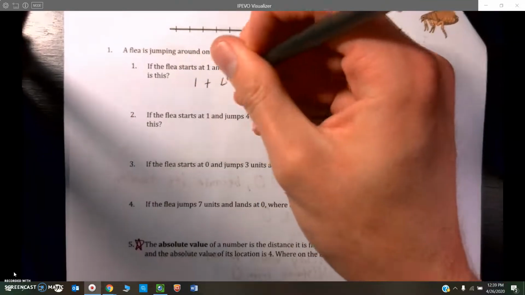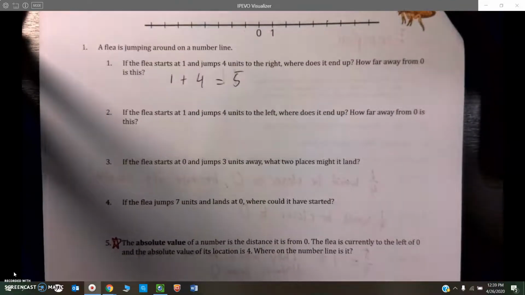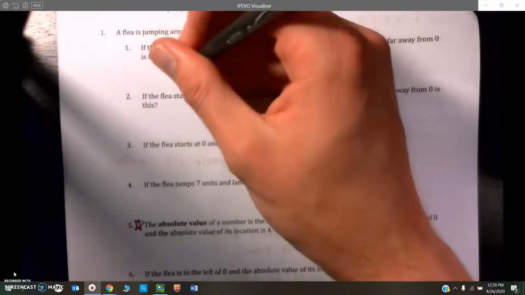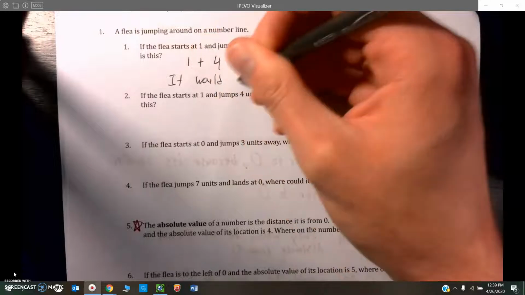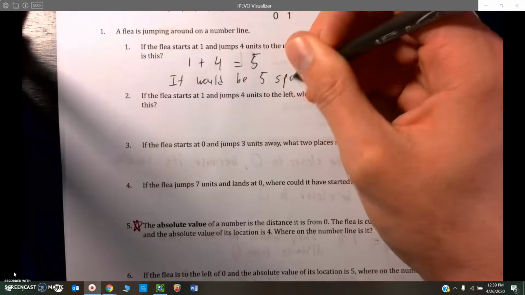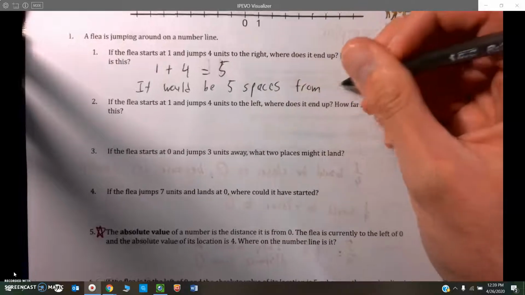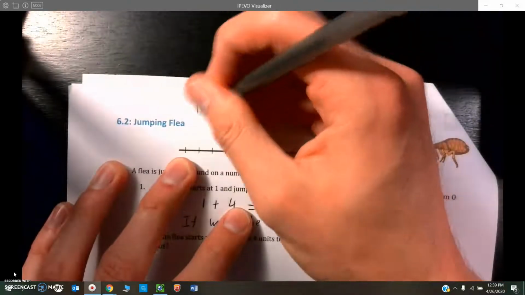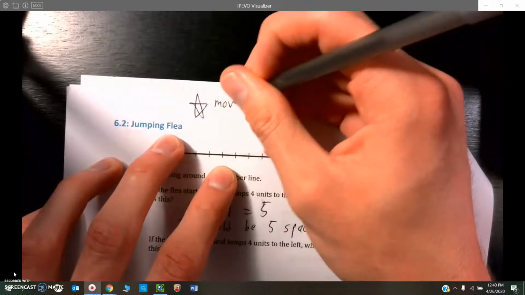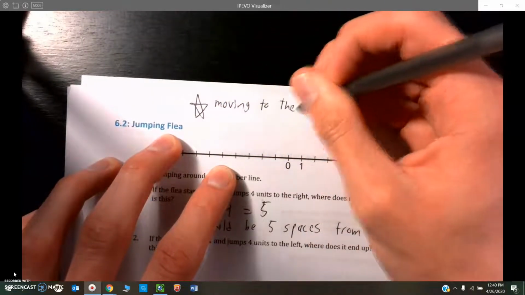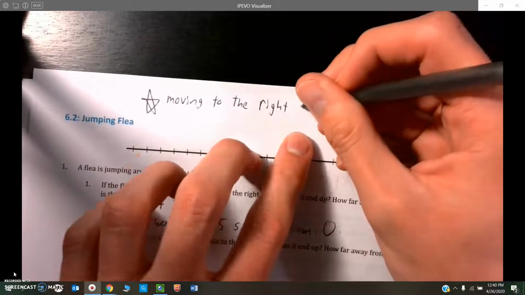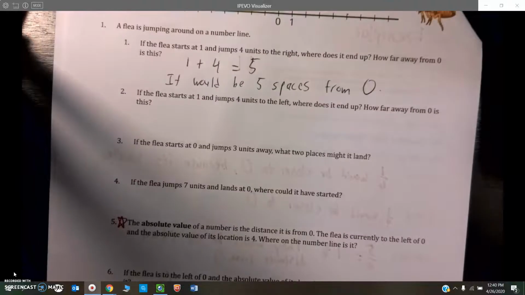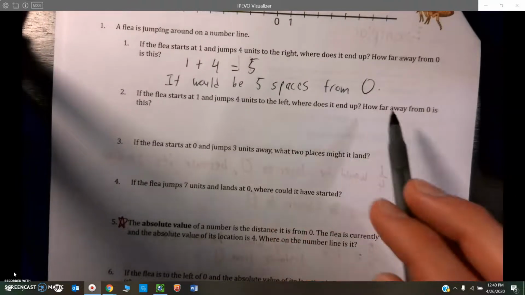So 1 plus 4 equals 5. So where does it end up? On 5. And how far away from 0 is this? It would be 5 spaces from 0. One important thing that I want you to know is that moving to the right equals addition. Now, if the flea starts at 1 and jumps 4 units to the left, where does it end up?